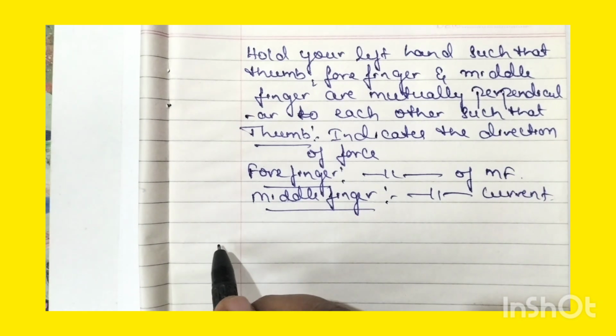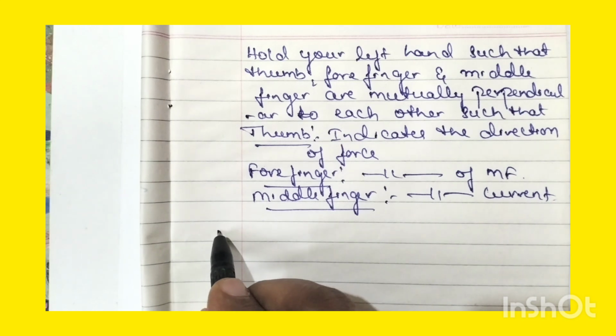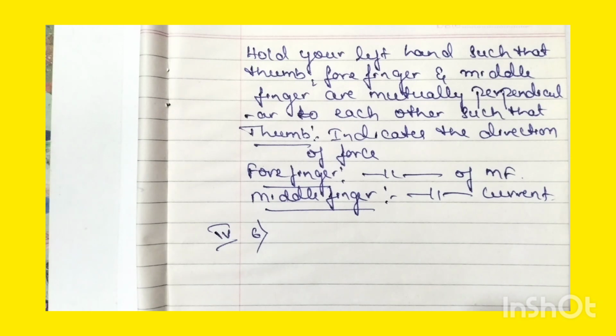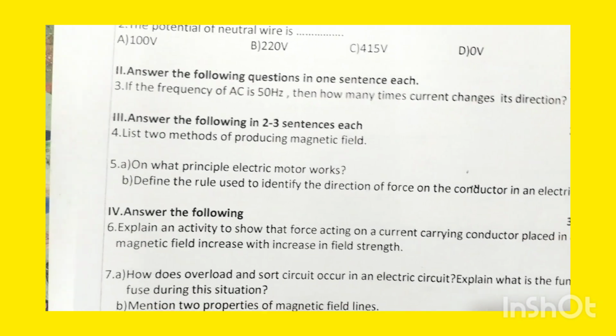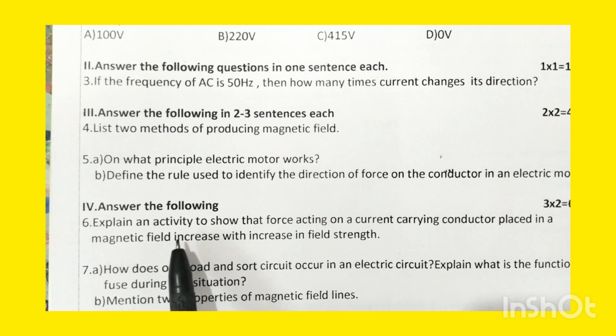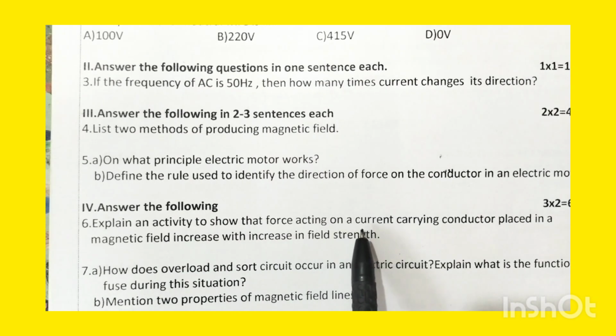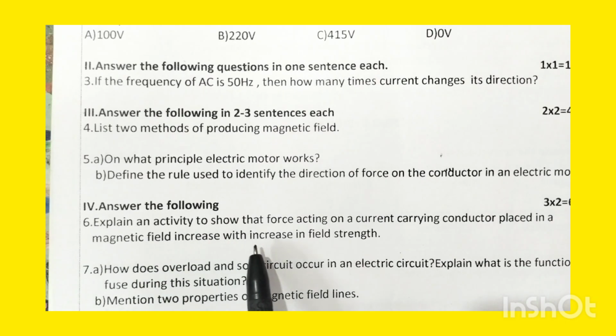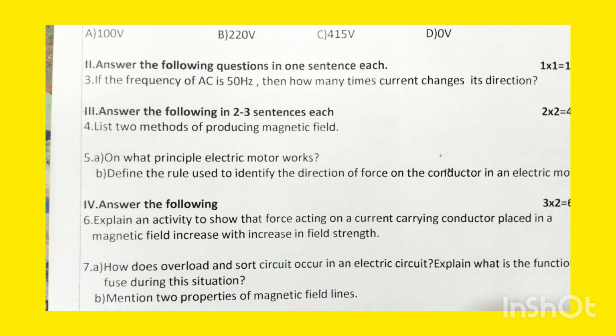So now let us move to the next main, that is the fourth main. It is the sixth question. Explain an activity to show that force acting on a current carrying conductor placed in a magnetic field increases with increase in field strength. So let us explain an activity.